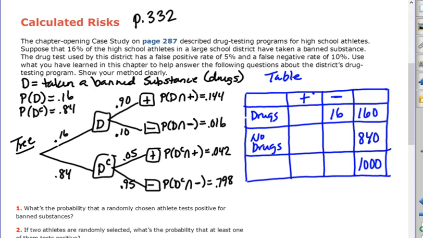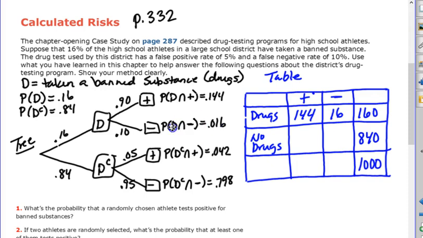The other, so 160 minus 16, that is 144. They test positive. That's 90% of 160. Notice those are the same numbers we're getting right here. 144 out of 1,000 would be 0.144, and 16 out of 1,000 would be 0.016.